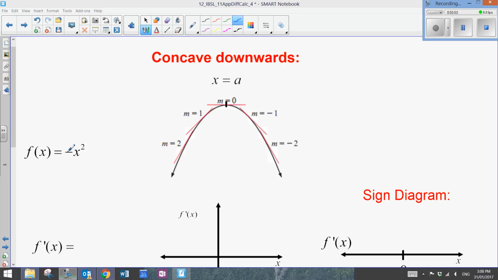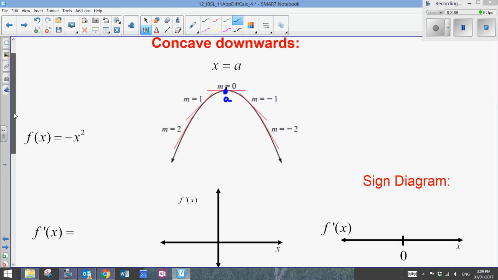Similarly, if we look at negative x squared, which is a concave down graph, and at a, we'll say this is a right here, your gradient is 0, and you change from a positive gradient of your tangent line to a negative gradient of your tangent line. So let's see what the math shows us here.